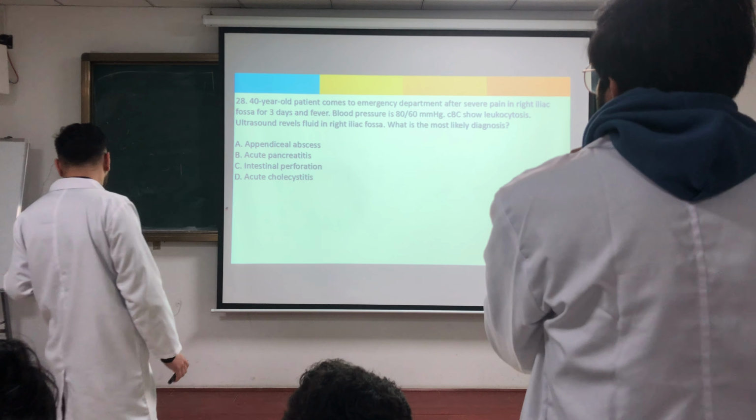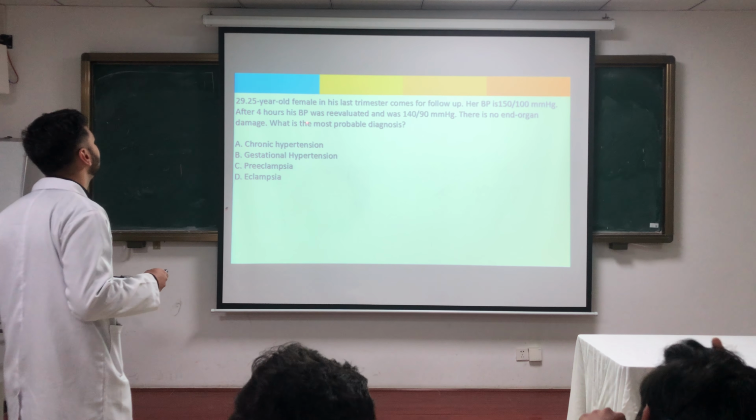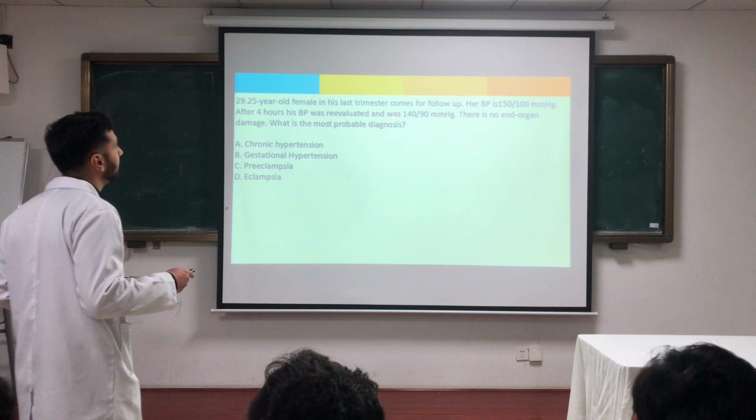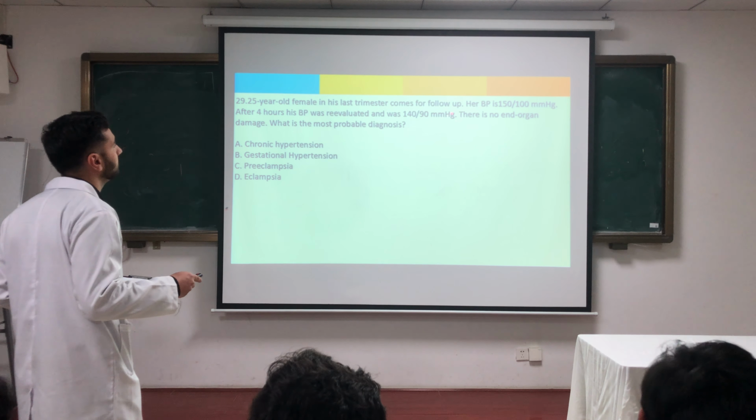Okay. A 25-year-old female in her last trimester comes for follow-up. Her blood pressure is 150 by 100 millimeters of Hg. After 4 hours, her blood pressure was re-evaluated and was 140 by 90 millimeters of Hg. There is no end organ damage. What is the most probable diagnosis? Chronic hypertension, gestational hypertension, pre-eclampsia, or eclampsia.